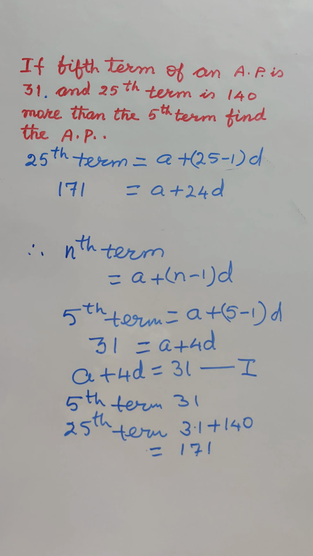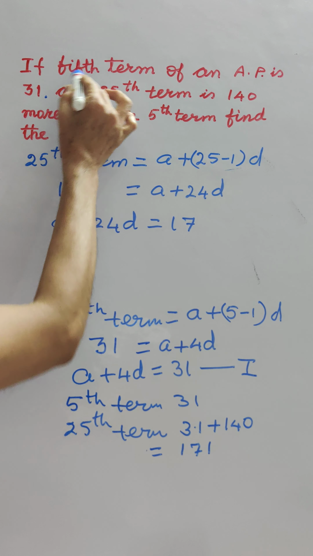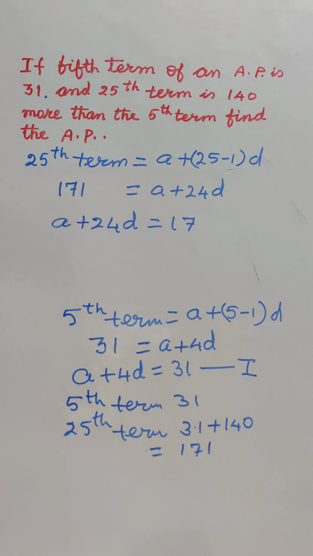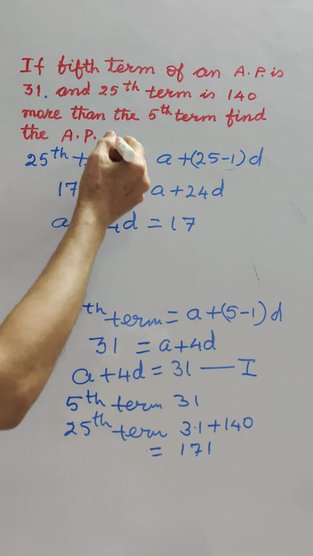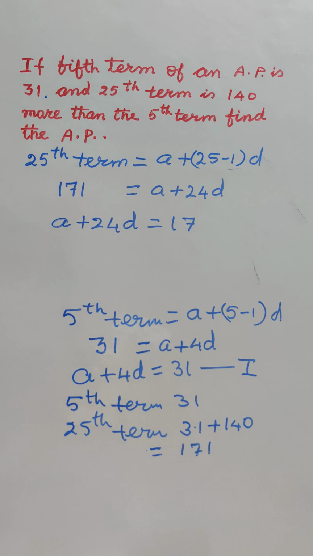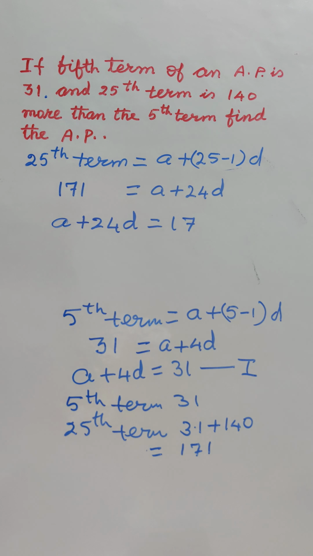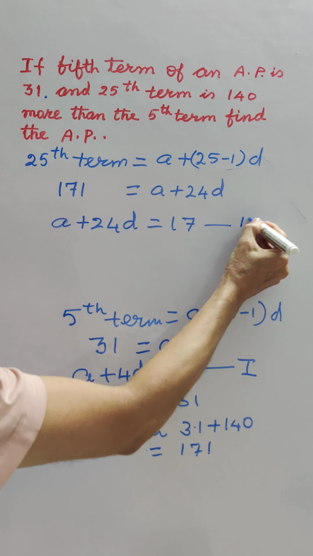Say it is equation number 2, and the equation number 2 can be written as a plus 24d is equal to 171। ये जो 25th टर्म है, फिफ्थ टर्म 31 है, जो कि 31 से 140 ज़्यादा है, तो 31 प्लस 140 मीन्स दैट 171 इज़ द 25th टर्म। So this is equation number 2.